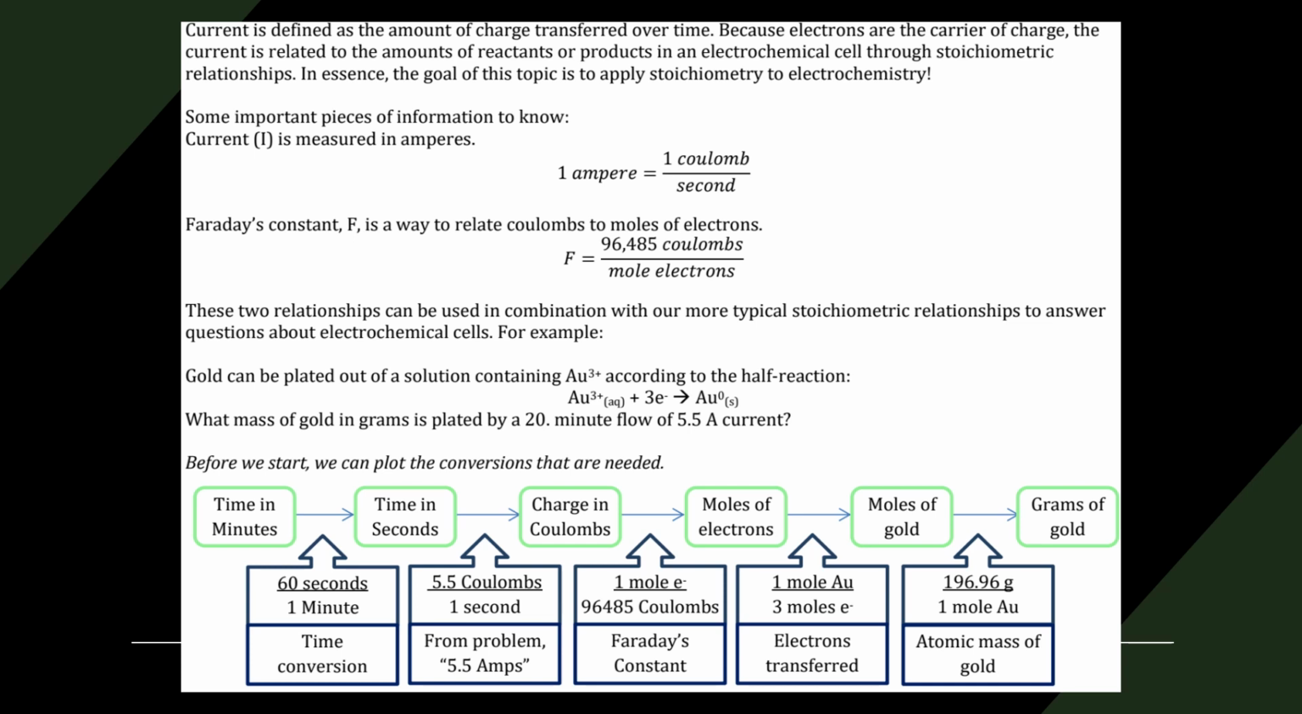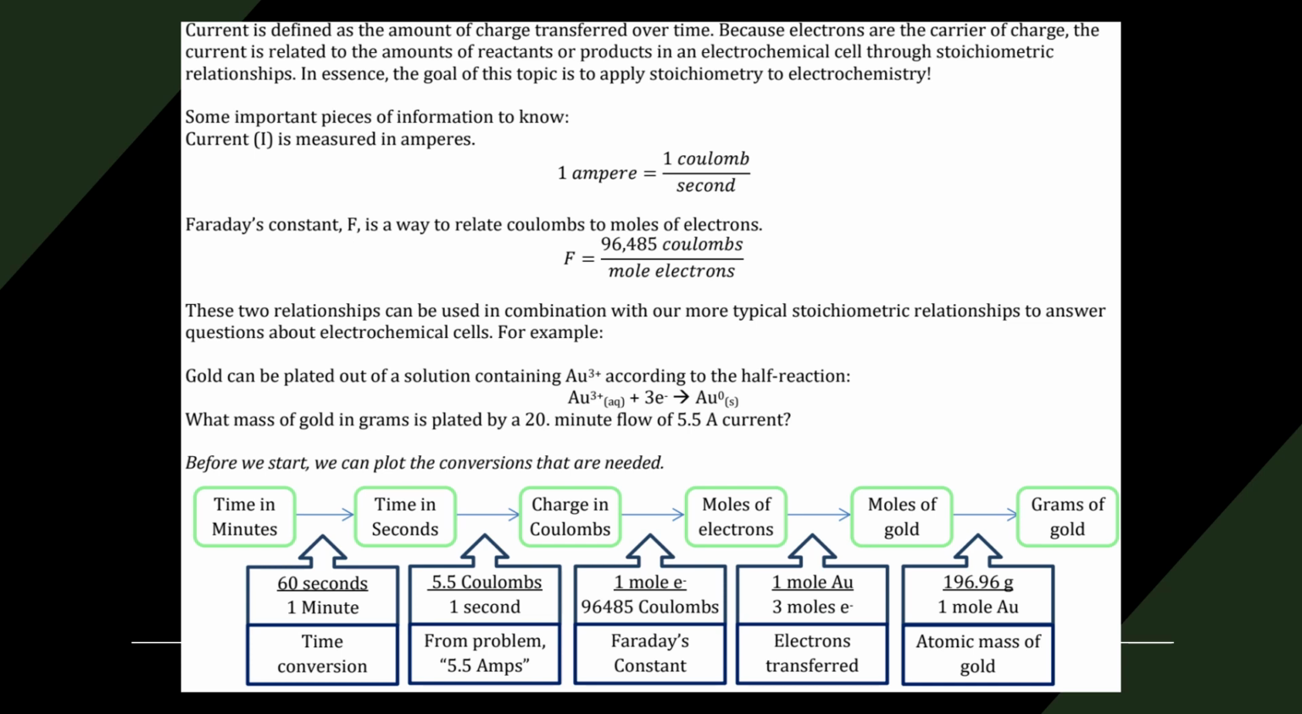So this should be hopefully a review from physics. Current is defined as the amount of charge transferred over time. I equals Q over T. Because electrons are the carrier of charge, the current is related to the amounts of reactants or products in an electrochemical cell through some stoichiometry. Again, in essence, the goal is to apply stoich to electrochemistry.